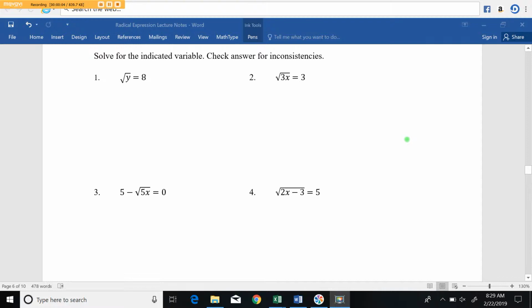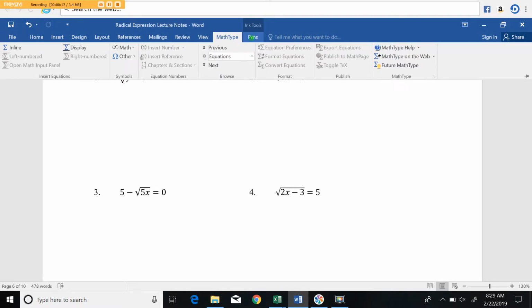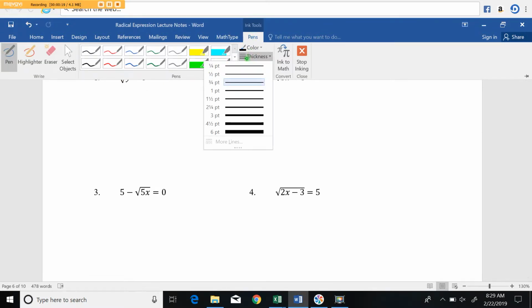I'm making this video to help you understand how to solve equations that have radicals in them. The method for getting rid of a radical is to square both sides, or at least to get rid of a square root radical. Oops, get my pen ready here.